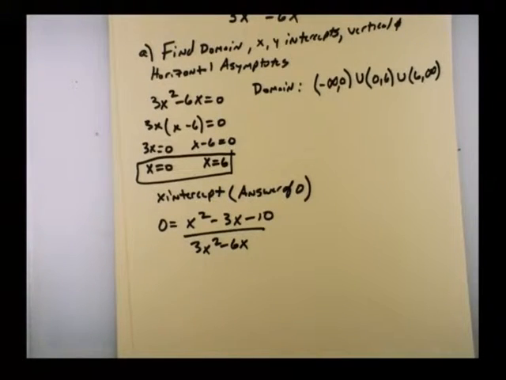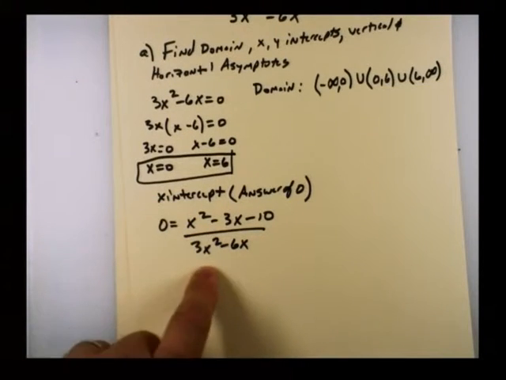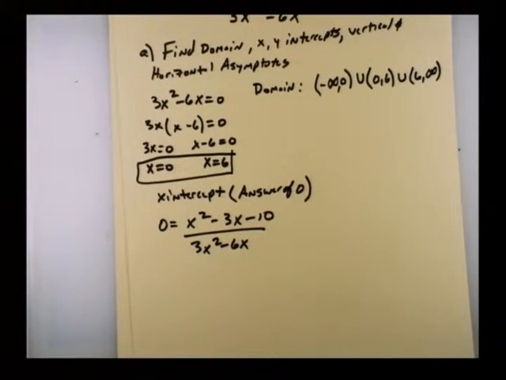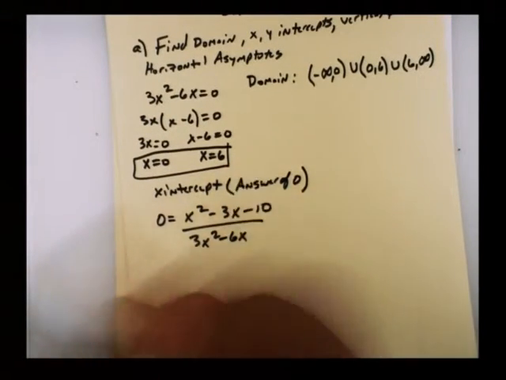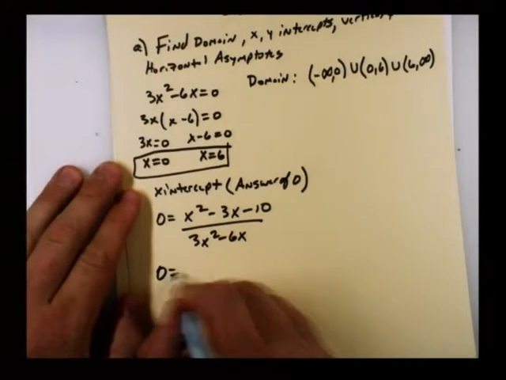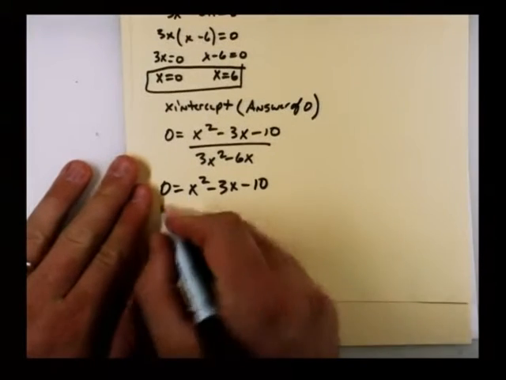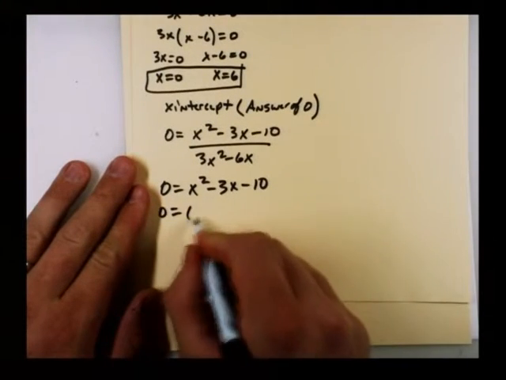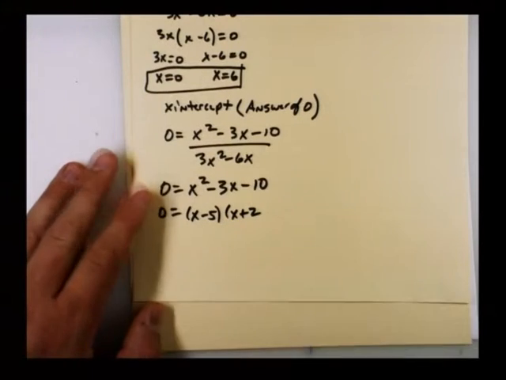Now, we do have to be careful. We're just going to set the numerator equal to 0 to find the x-intercept. If that also happens to make the denominator equal to 0, which conveniently we found the two numbers that did that before, that would not be an x-intercept because it would not be part of our domain. So let's take that. 0 is equal to x squared minus 3x minus 10. And let's hope and pray to math that this is factorable. So we have, yep, okay, x minus 5, x plus 2.